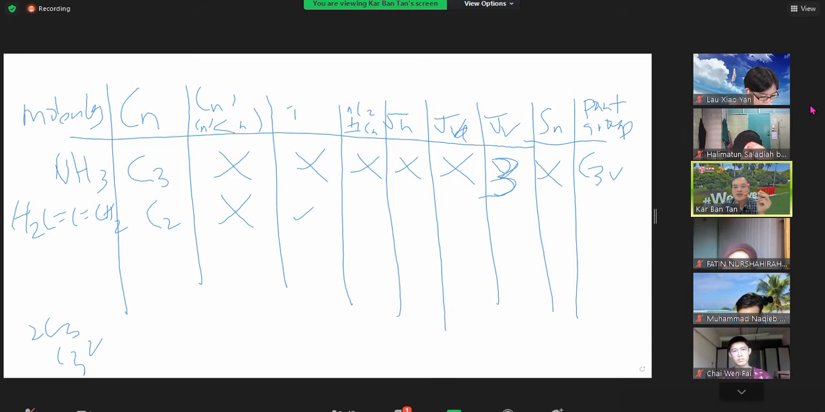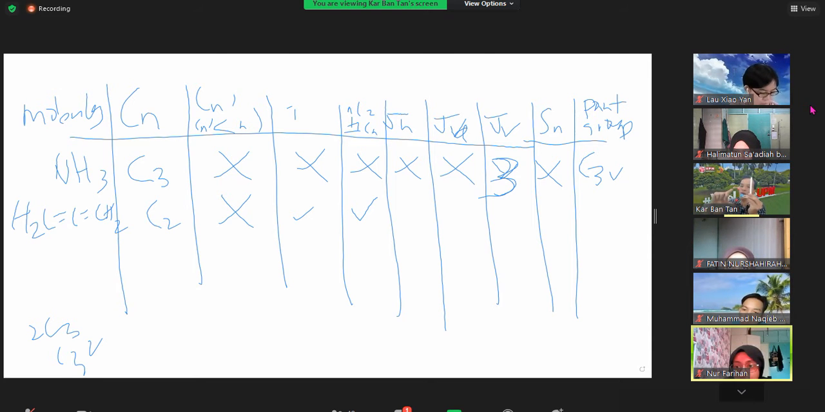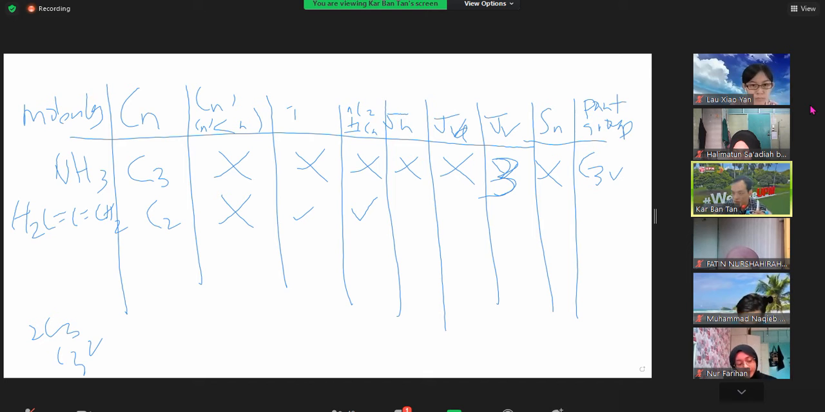Next, does it have C2 perpendicular to your Cn? Yes, because if you take this one as your principal axis, this one from this side is also C2, and your C2 is also perpendicular to your C2. Do you understand, guys? If this is a C2, you could have another C2 this way because you rotate these two. So this C2 and this C2 are perpendicular. So now it has actually changed to a D group.